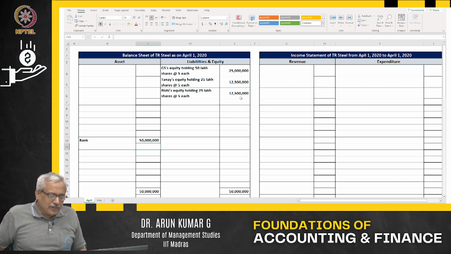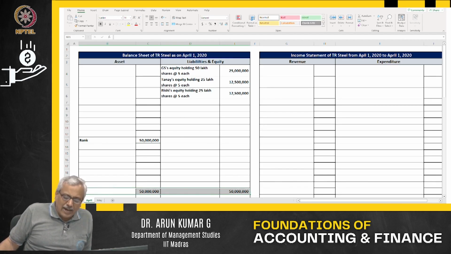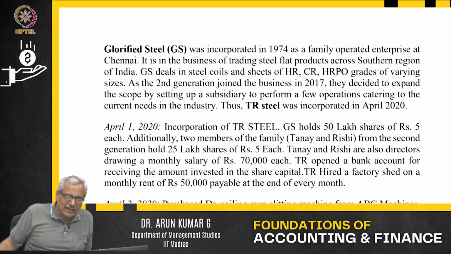Now I am going to move on. So on the 1st of April, you will see the assets will exactly be equal to the liabilities. The balance sheet has balanced beautifully, and then let's go further and read the statement.